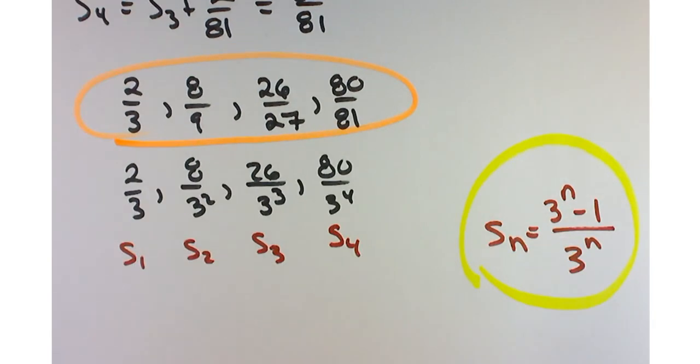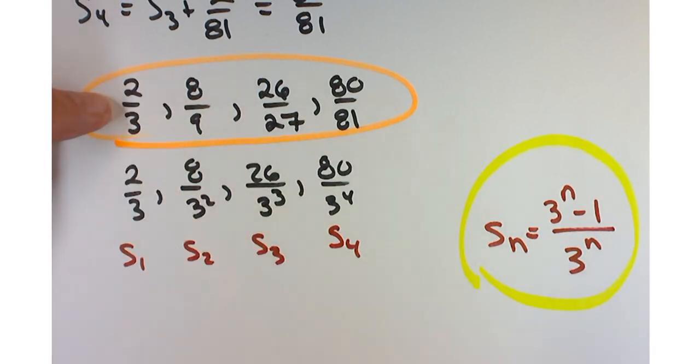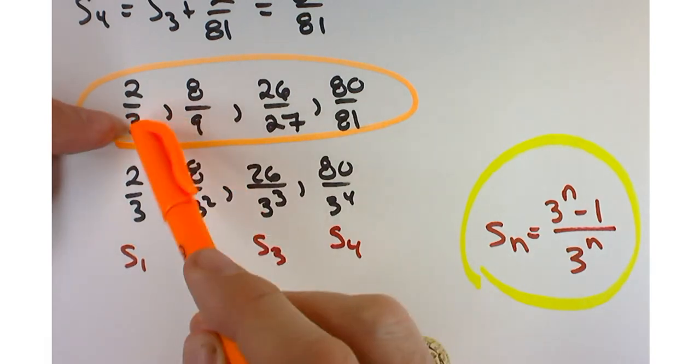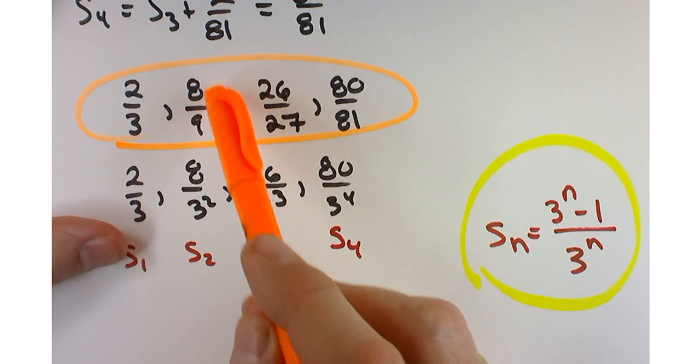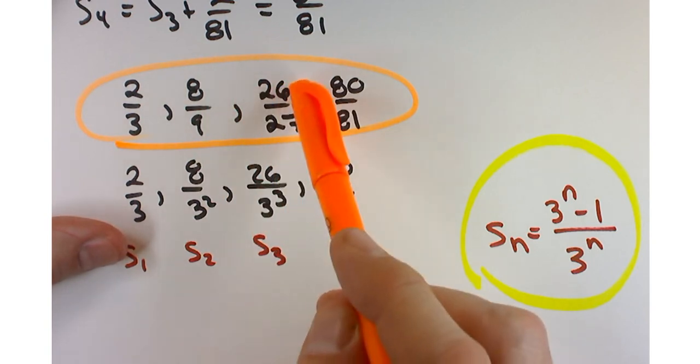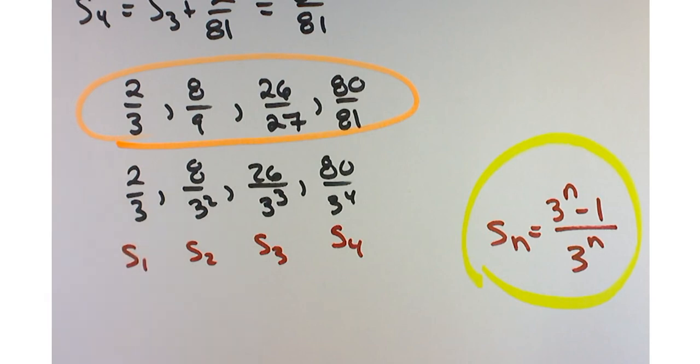How did you get 3 to the n minus 1 again? By looking at the relationship between the numerator and denominator. The numerator is always 1 less than the denominator, right? Oh, I see it. This is 8, that's 9 minus 1. 27 minus 1, 81 minus 1, etc. So that's how we got that part.